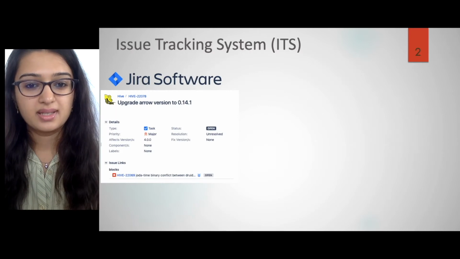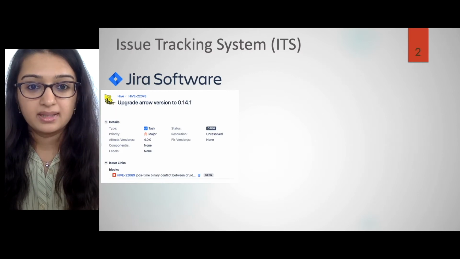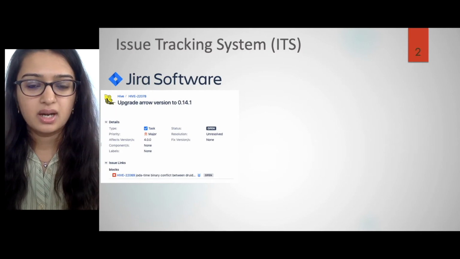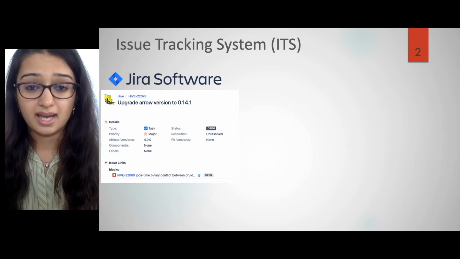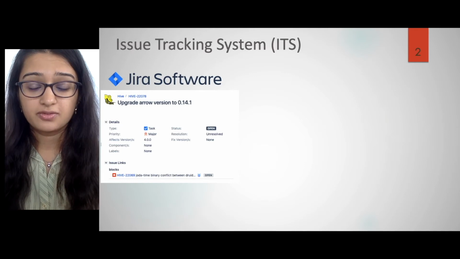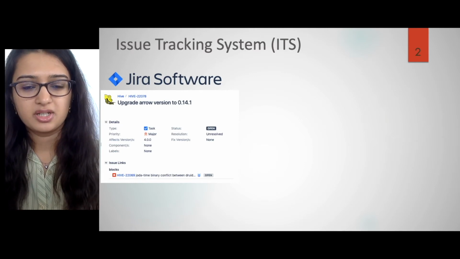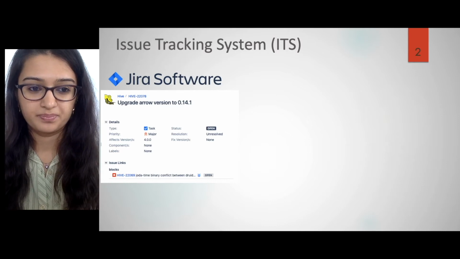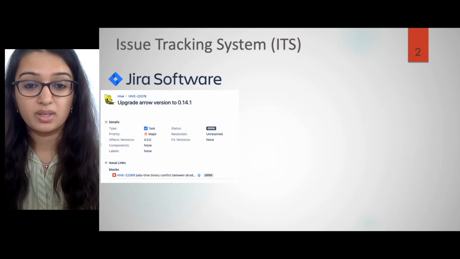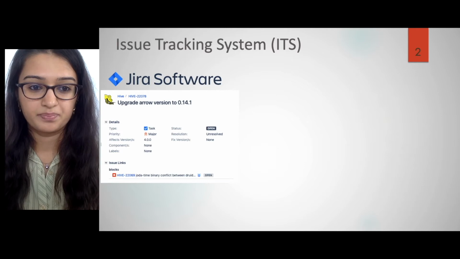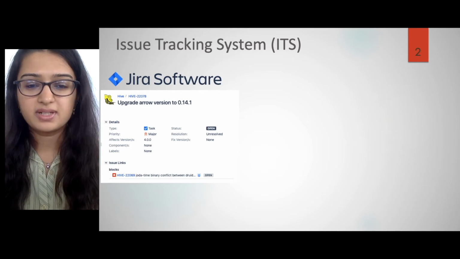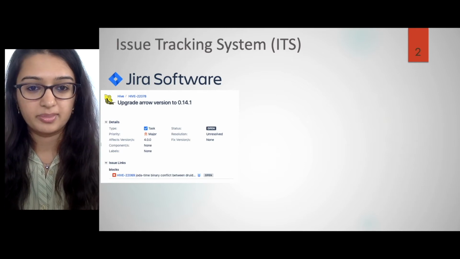An issue tracking system is a platform that allows users to upload bug reports, tasks to be completed, feature requests, and requests for enhancements for a particular project, among other issues that can arise. Jira software is one such issue tracking system. Here you see a screenshot of a typical issue on the Jira platform for the project Hive.